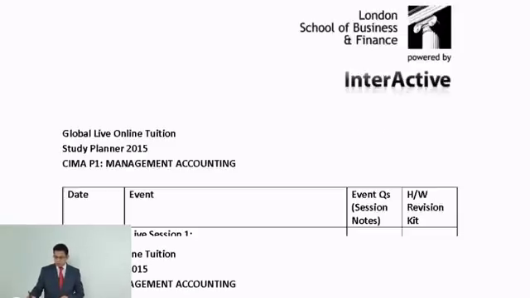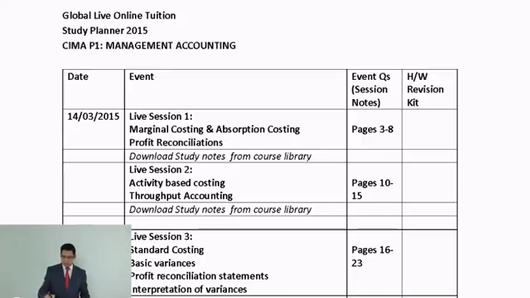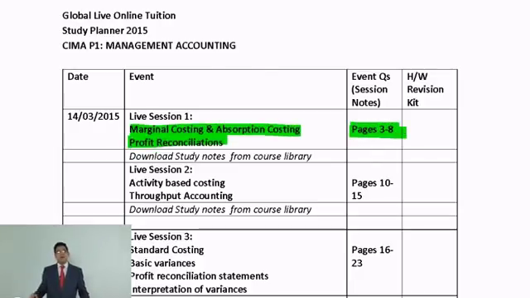Today we are going to talk about cost accounting systems, which is part of section area A. In your study notes we are going to cover pages 3 to 8, which will include marginal costing, absorption costing, profit calculations and profit reconciliations. Okay, right, so here we go. Let's start our first session.